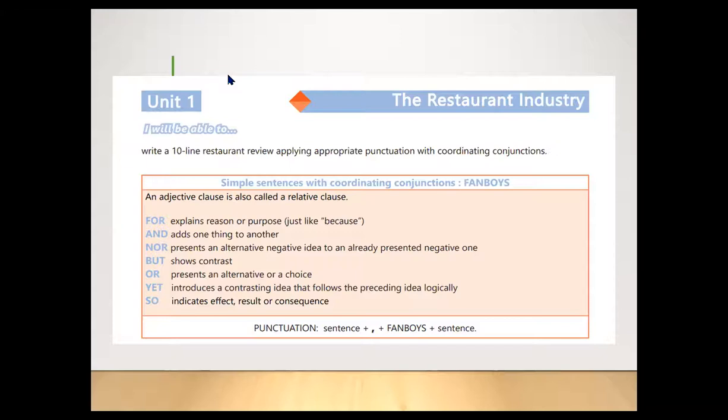The next one, next volunteer for yet. Who's next? If you understand the fanboys, believe me that it will be easier. Okay, Brenda, it will be easier when you use them. Yet introduces a contrasting idea that follows the preceding idea logically. I haven't started yet, or something like that, at the end of the sentence. Okay, that's right. So can you give an example?